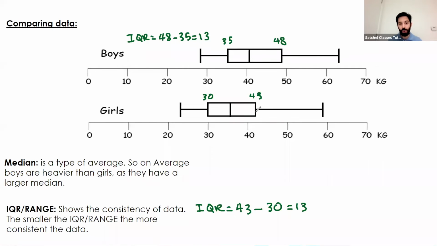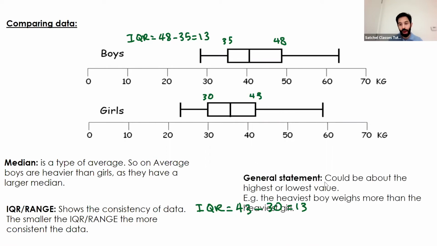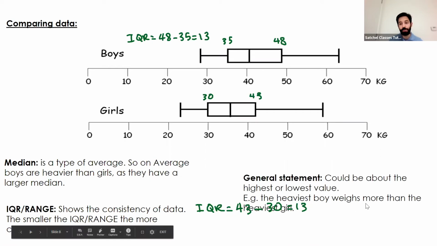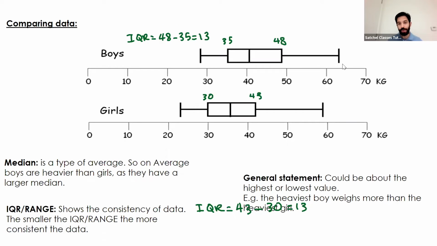therefore there is equal consistency in the spread of data. And then lastly, you can make a general statement about the heaviest boy or the heaviest girl, or the lightest boy or the lightest girl. So what we can say is the heaviest boy weighs more than the heaviest girl. The heaviest boy weighs around 64 kg, whereas the heaviest girl weighs around 58 kg.